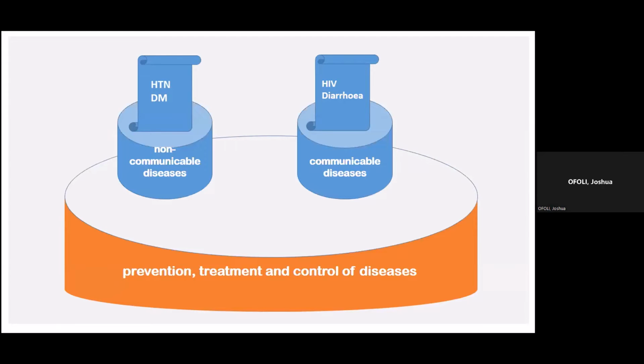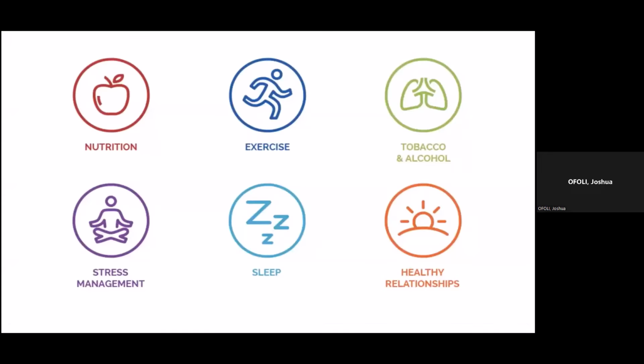The basic fundamental principle for lifestyle medicine is the prevention and treatment and control of diseases. We do know that we basically have two classes of disease. Although most people look at lifestyle medicine to concentrate on non-communicable disease, lifestyle medicine principles can be applied to communicable diseases, such as HIV through behavioral change and diarrhea disease through health and hygiene.